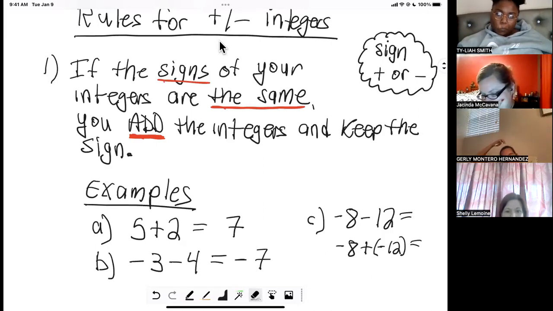Are the signs the same? Yes. They're both negatives. I'm gonna add them. 8 plus 12 is 20, but I keep the sign. So same sign, I add the integers, keep the sign. So it's 20, but they're both negative, so it's -20.